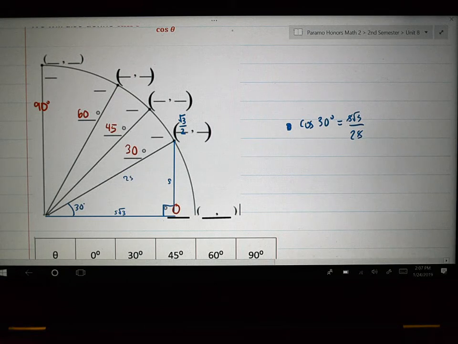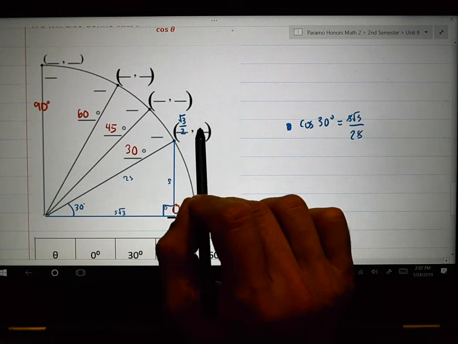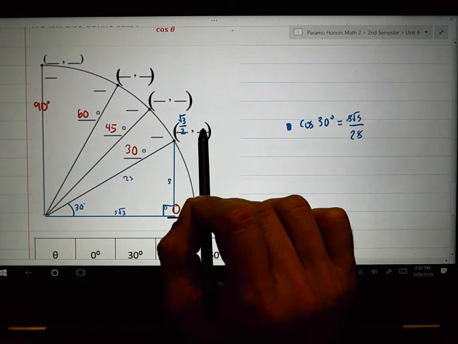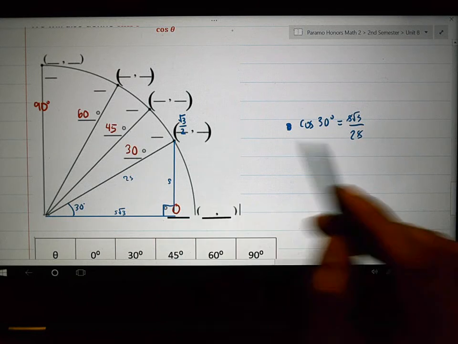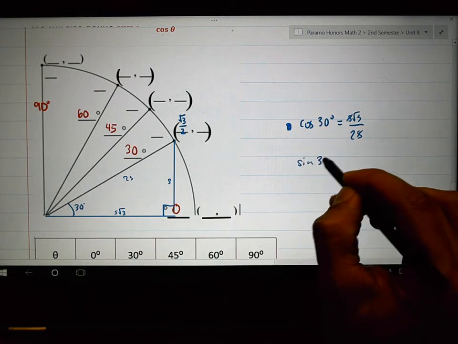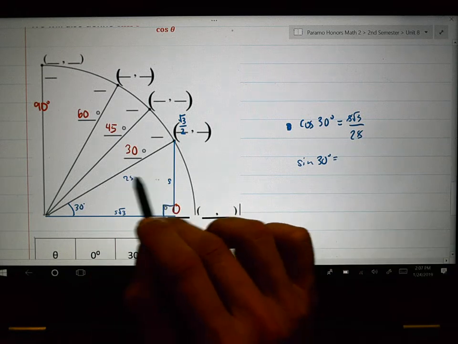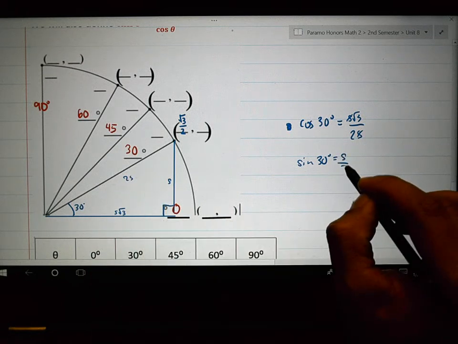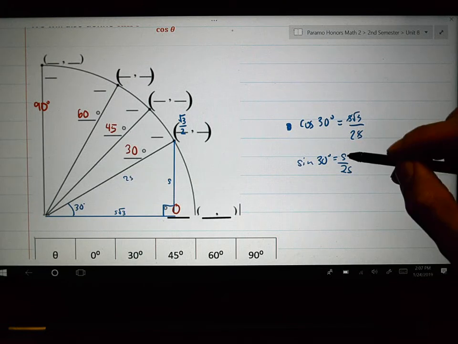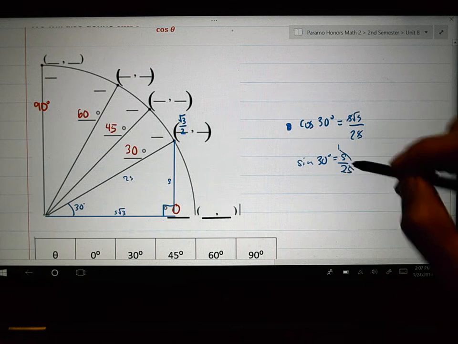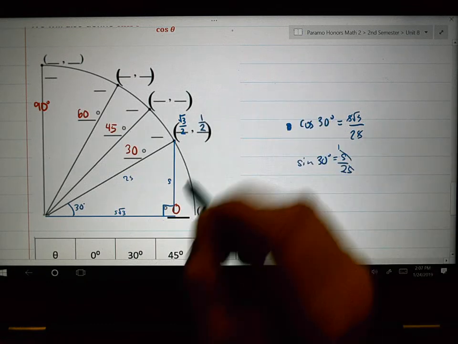If you want to know what your y coordinate is, which trig function do you think I'm going to use? Say it out loud. Exactly. You would do sine 30 degrees, and you can go opposite over hypotenuse, but it's always going to reduce to the same thing. What's it going to reduce to? S divided by 2S goes to 1 over 2. The sine of 30 degrees is 1/2. That's your y coordinate.